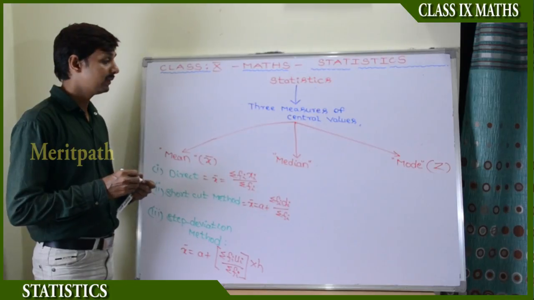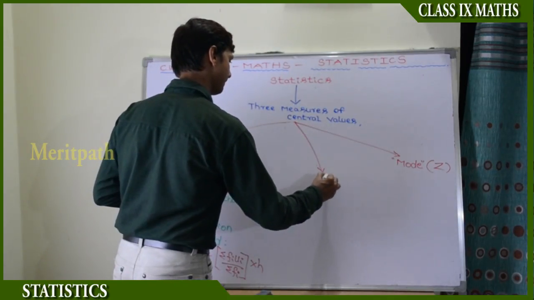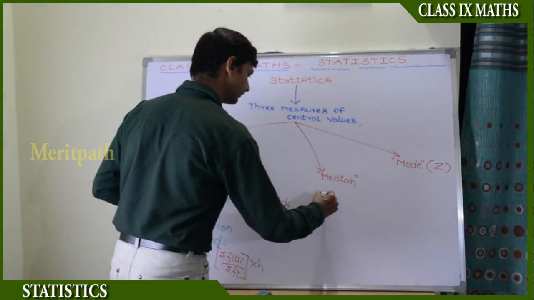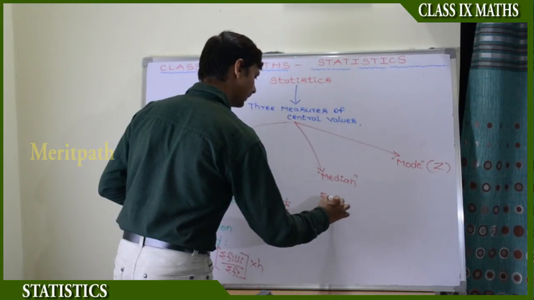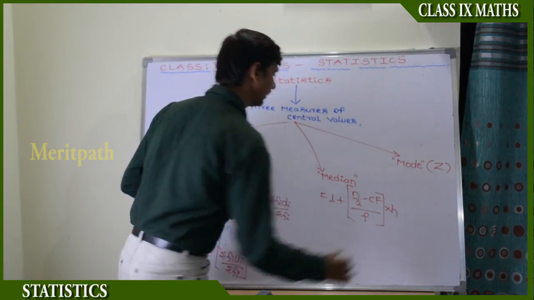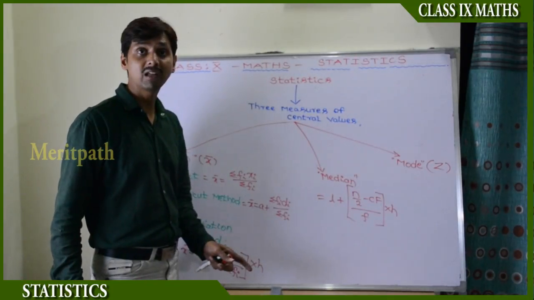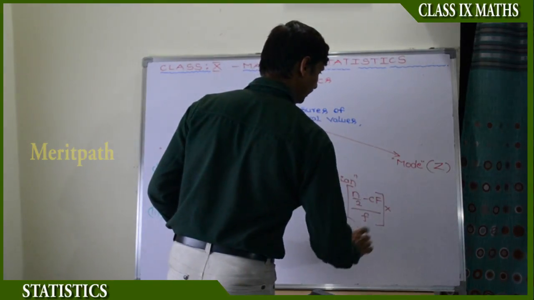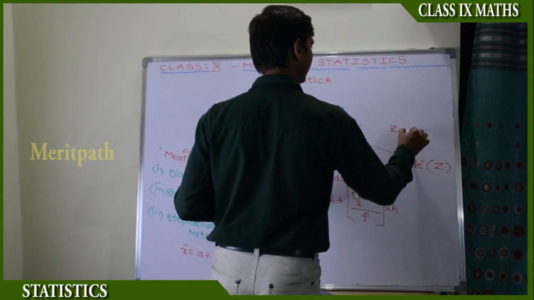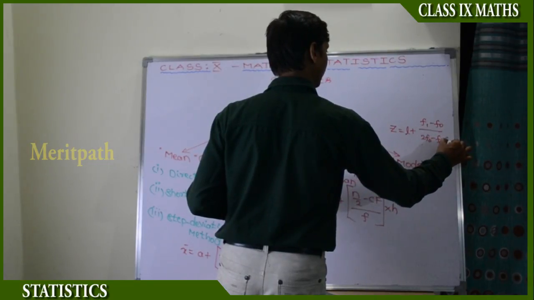And let's see the formula for the median of grouped data. So the median is equal to l plus, n by 2 minus cf, divided by small f, into h. Let's recall, the median formula is small l plus n by 2 minus cf divided by small f into h. So let's write the formula for mode. The mode formula is mode Z is equal to l plus f1 minus f0 by 2f1 minus f0 minus f2, into h.